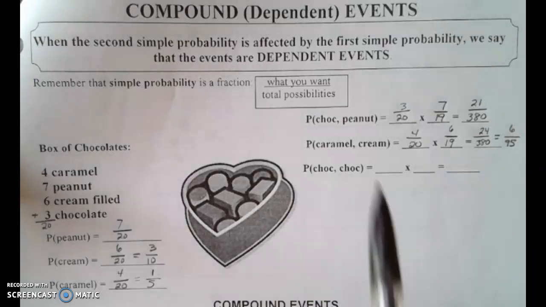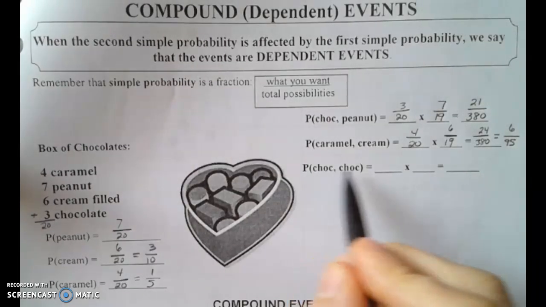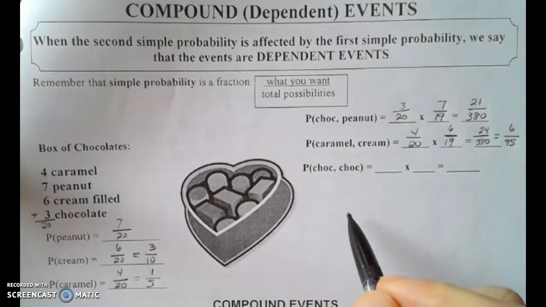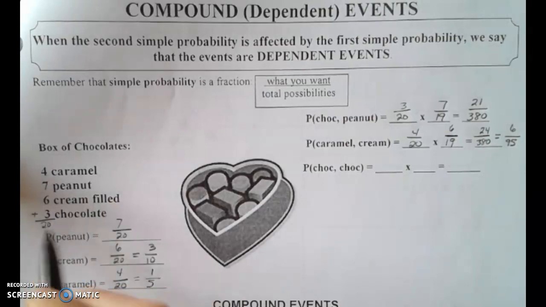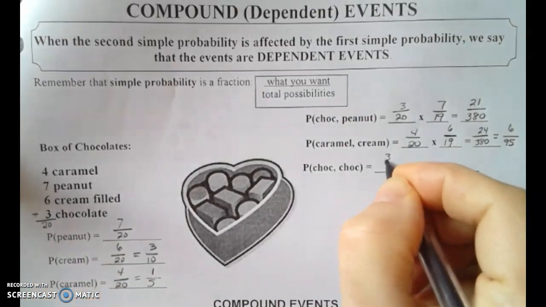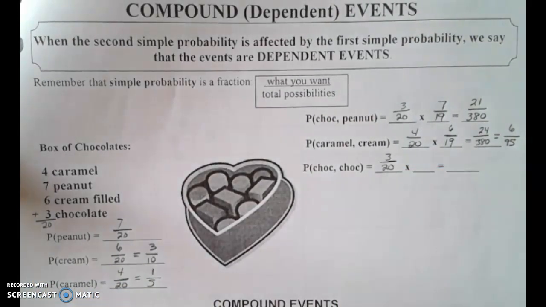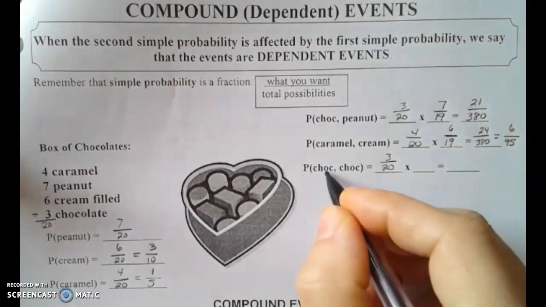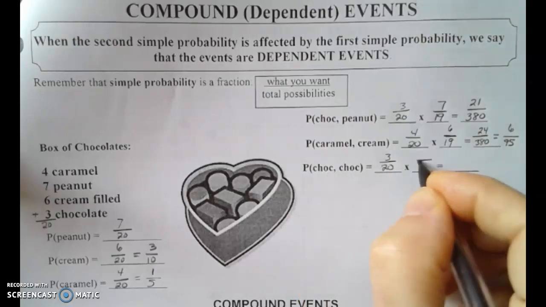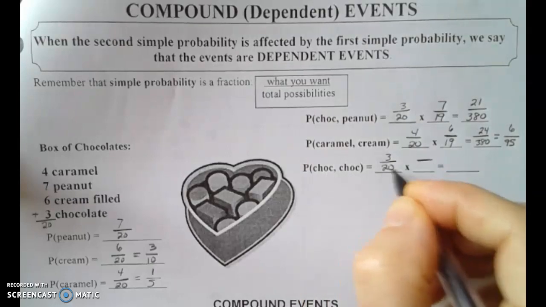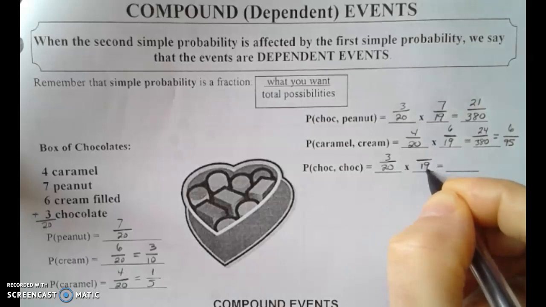In our last example, suppose that we wanted to get 2 chocolate candies in a row. Let's start with the first chocolate candy. I reach in, there's 3 chocolate candies out of 20 total, so that's a 3 out of 20 probability. We take a first chocolate candy, we ate it. So now we're going to get another chocolate candy. Now remember, there's not 20 in the box anymore. Now there's only 19 candies.